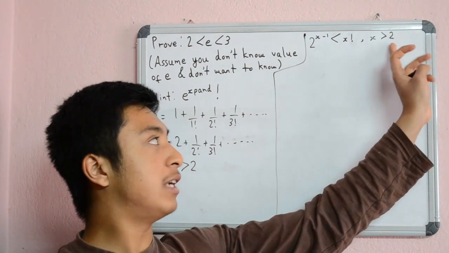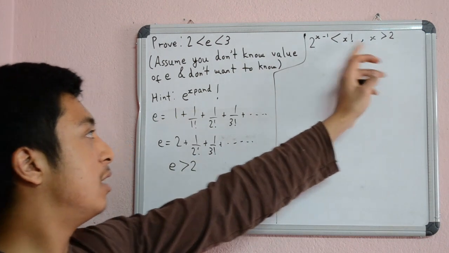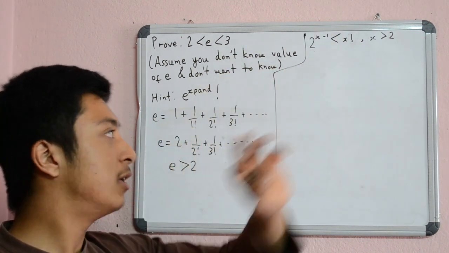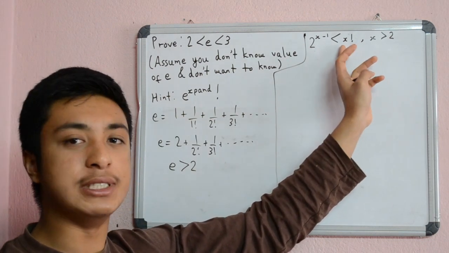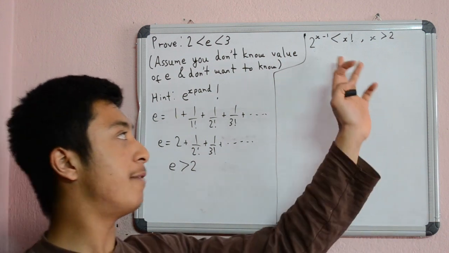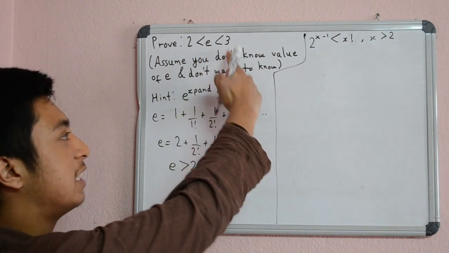So x is greater than 2 means, let's say the least value, when x is 3, we'll have 2 to the power 3 minus 1, which is 2 square, 4, and we'll have 3 factorial, which is 6. And obviously 4 is less than 6, and you're going to have to use this relationship to find E is less than 3.